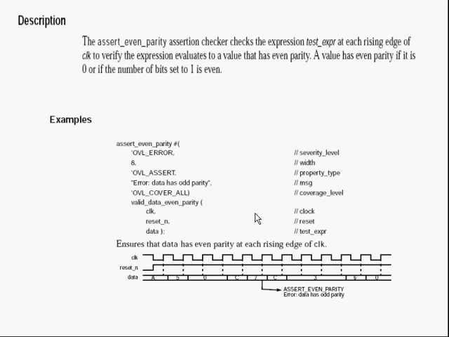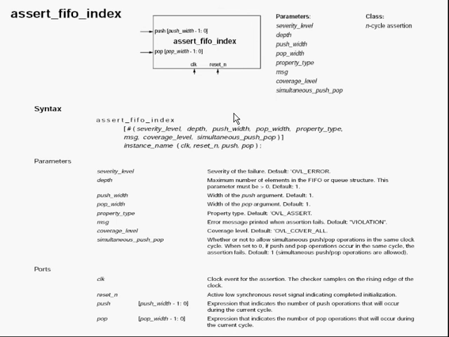Now we'll discuss the example. Look at what's happening here. First, these are some default compiler directive parameters: ovl tick error, ovl assert error, cover all, everything is okay. Now look at here, only these two things are set: value is 1, so it should decrement by 1, and width is 4.